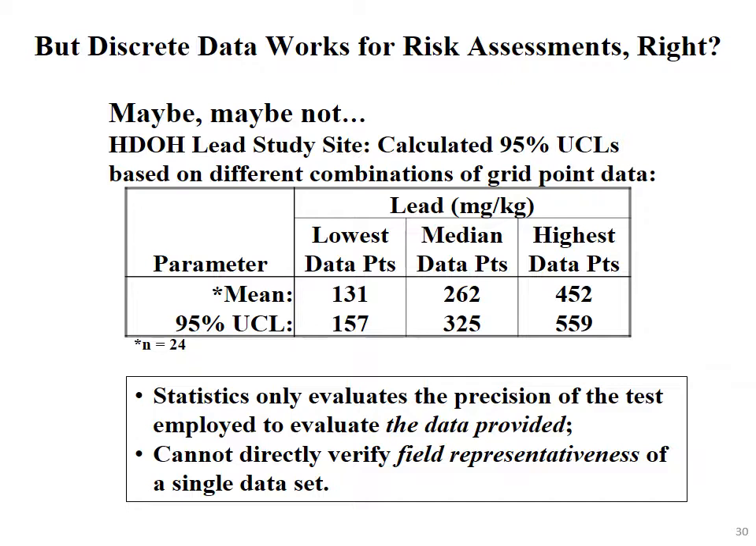I don't really know. So this just highlights that even with a single set of discrete samples, you'll never know what the field precision of those data are unless you go back and collect replicate sets of discrete samples for comparison. Something a statistician emphasized to me is that statistics only evaluates the precision of the test employed, like a student T or Chebyshev, to evaluate the data provided. So statistical tests cannot directly verify the field representativeness of a single discrete data set. That's the biggest flaw or limitation of discrete sample data: you only have one set of data typically, and you have no way to verify the field representativeness. Maybe it's representative, maybe it isn't.